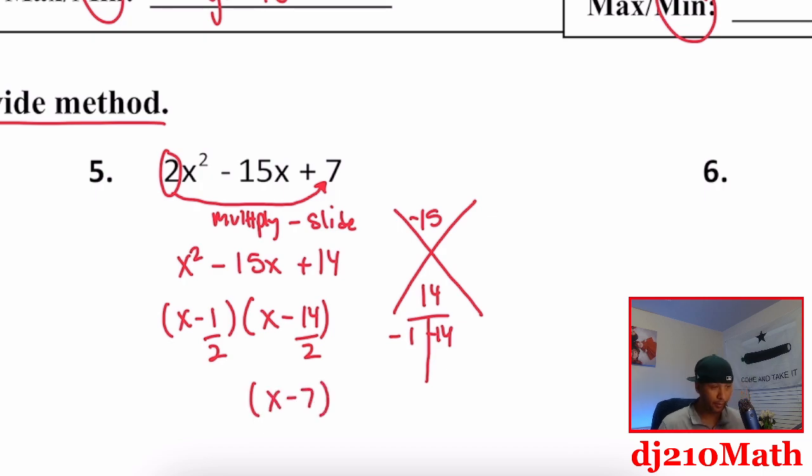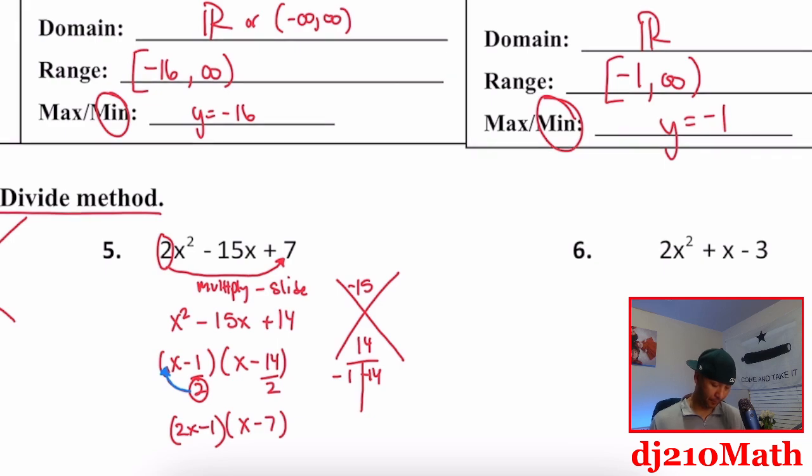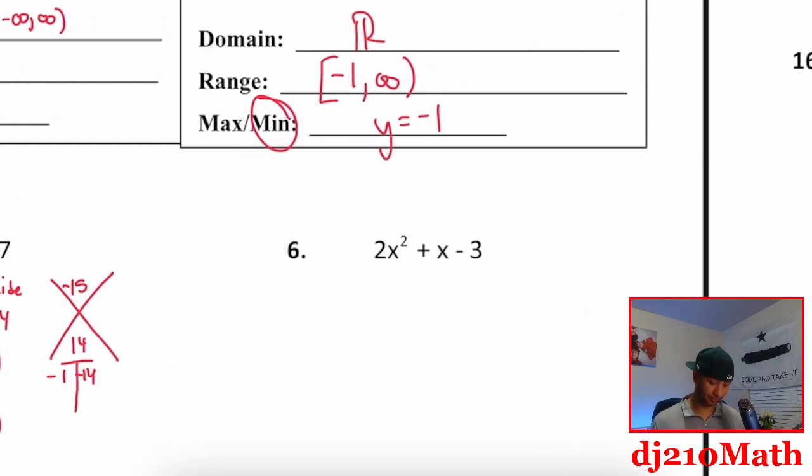And now 1 over 2 doesn't reduce. So what you have to do is take this number and just move it up. 2x minus 1. That would be the factor. So it just slides up, so it doesn't look weird. Okay. Again, those are the factors.